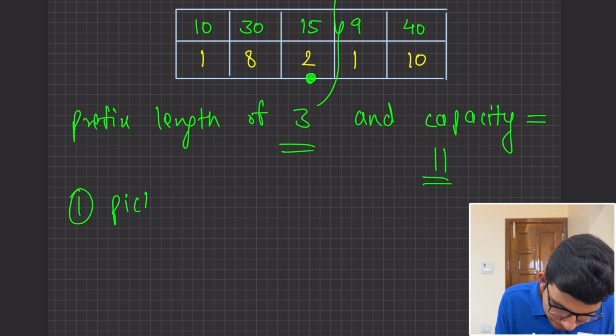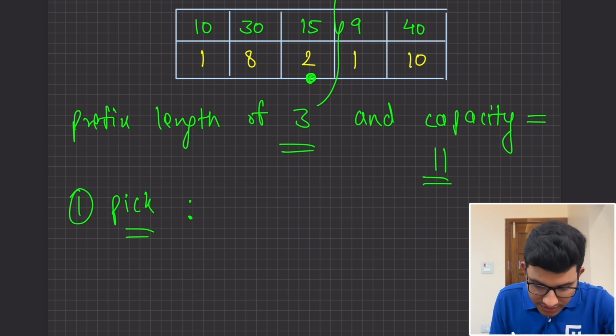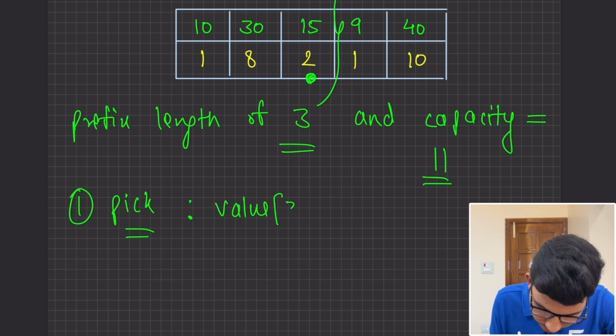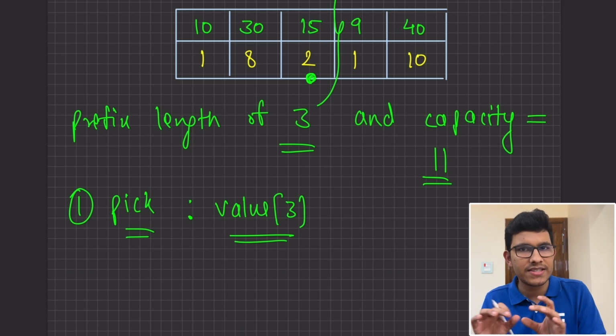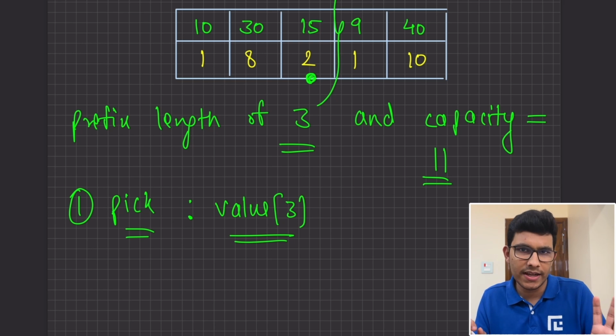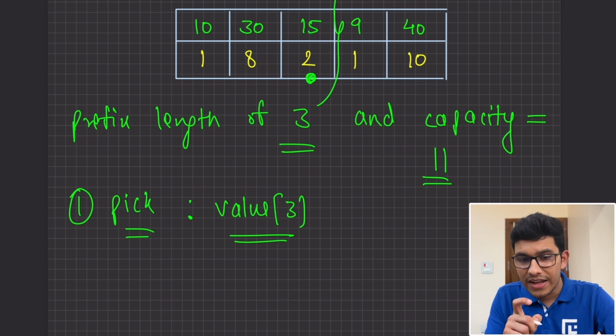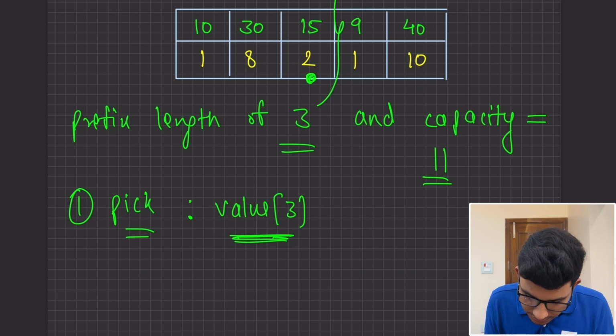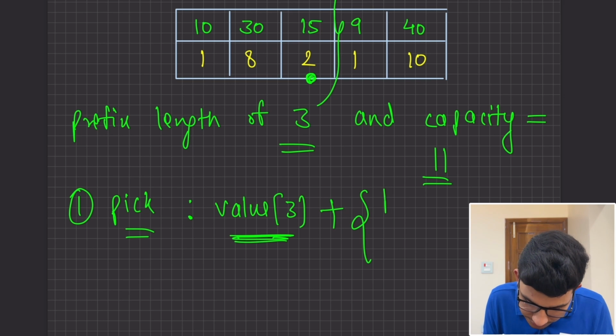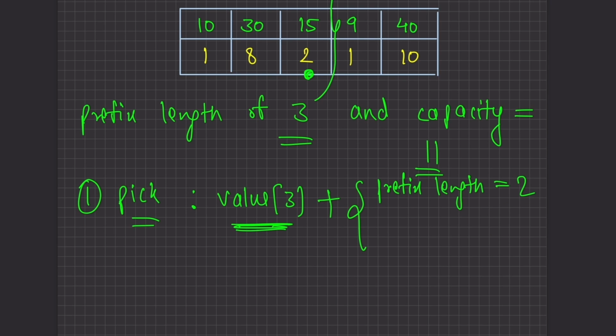One is to pick this item. When you pick this item, what is the value that you will get? First of all, you will get a value of 3, the value of the third item. Now we are considering 1-based indexing here. When we are coding it, we can consider 0-based indexing as well. So when we are picking it up, we are getting value 3. But then what is the smaller subproblem that we are solving? Now we are solving a smaller subproblem where prefix length is equal to 2 and the capacity is 11 minus the weight of the current item, let's call it weight of 3. Yes, this is the problem that we are concerned about.